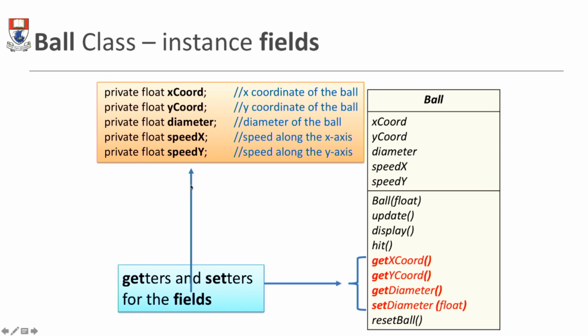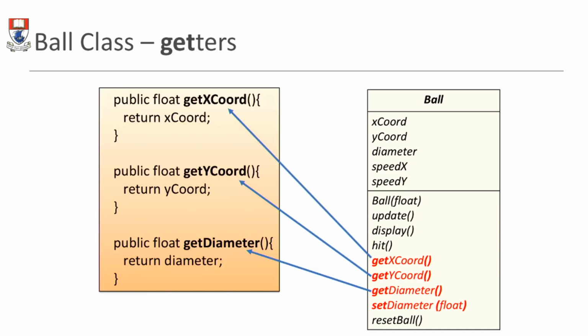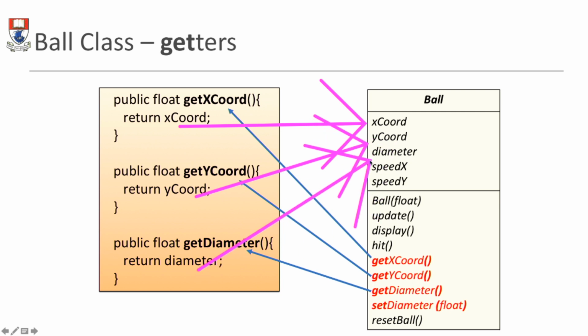We have get X coordinate, get Y coordinate, get the diameter, and we also have a set diameter, so that's the setter. So this is what our get methods look like. Nothing too difficult there. Get means return the value, tell us what it is, return it as a number. And you can see each one of those is just returning the actual field, which we see here. So X coordinate goes to X coordinate, Y coordinate is returning the Y coordinate, and the diameter is returning the diameter.